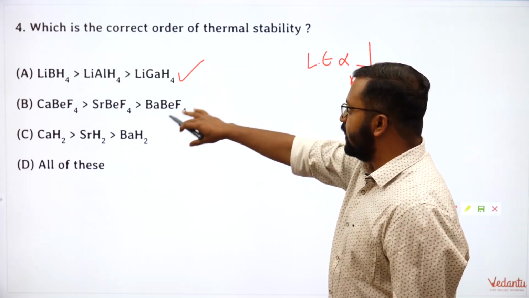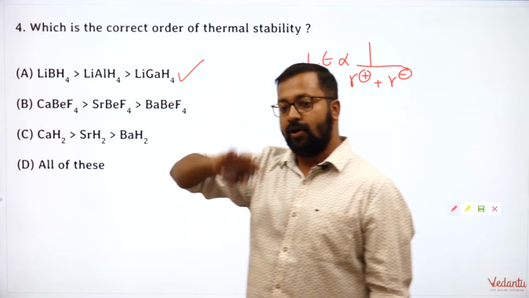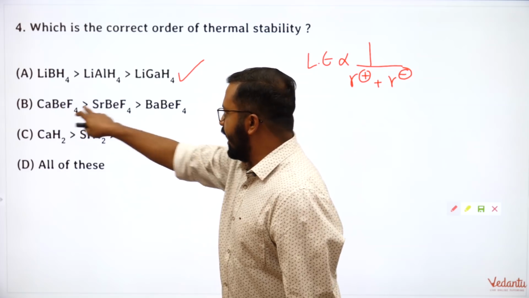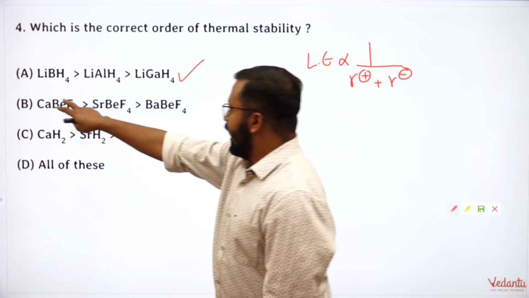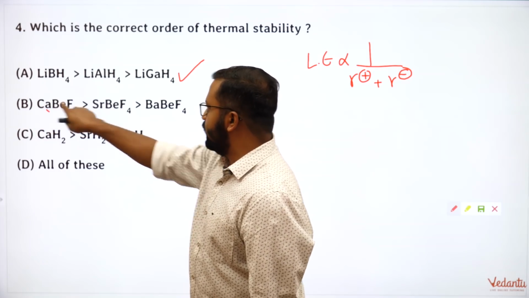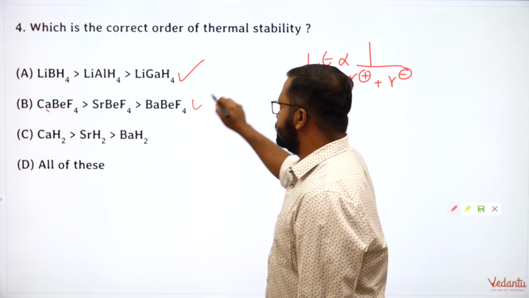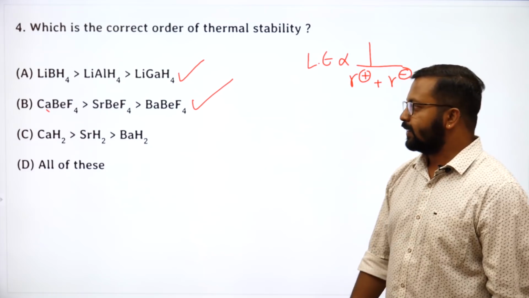So thermal stability बताने के लिए हम anion का size और cation का size देख लेते हैं. यहाँ पे anion is like BeF4, BeF4. Cation is smallest over here, largest over here. Lattice energy is highest for that.